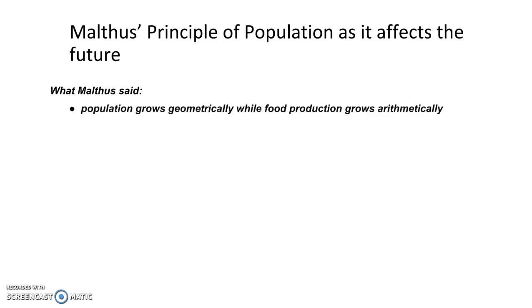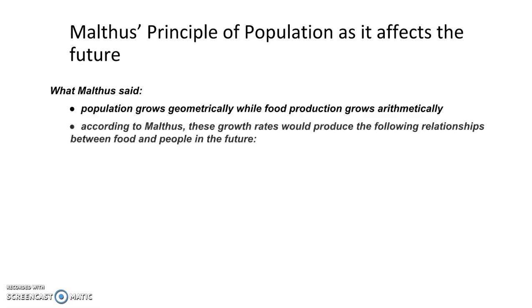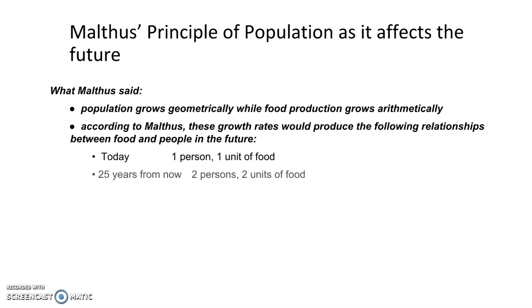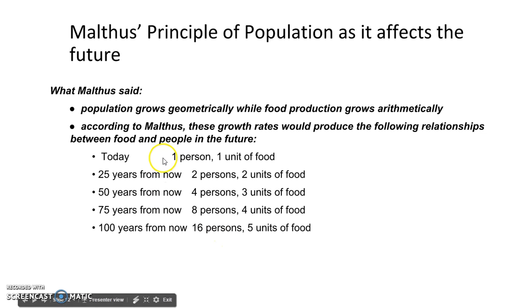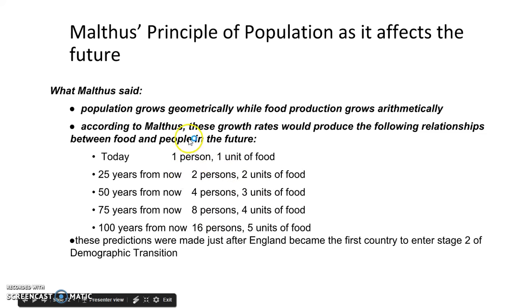And so what he said was, population grows geometrically while food production grows arithmetically. According to Malthus, these growth rates would produce the following relationships between food and people in the future. So as we look at this relationship, we see today and then projected 100 years from now, obviously this is hypothetical just to highlight and emphasize the actual theory. So here he has population growing geometrically or exponentially, and here he has food growing arithmetically or linearly. And you can see that in his theory, population quickly outpaces food production.